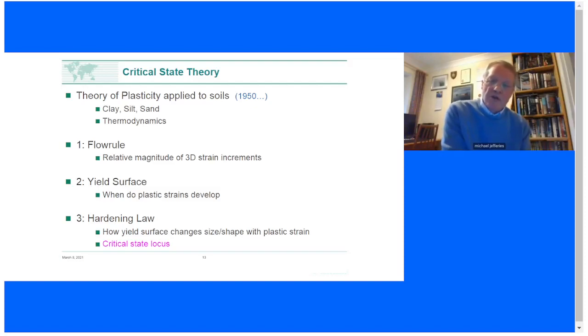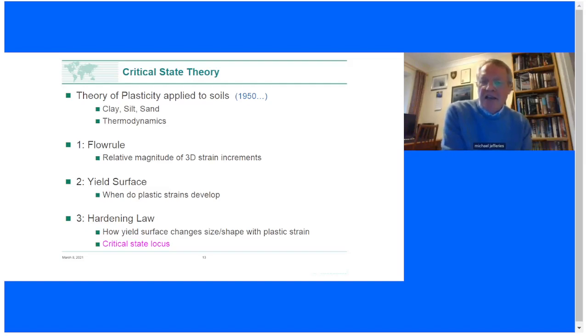Now, when we apply plasticity to soil, or for that matter to copper or aluminum, there are always three elements to plasticity theory. Element number one is a flow rule, which tells us the relative magnitude of the strain increments: how much strain is going north-south, how much east-west, how much is going vertically. The yield surface is a condition that tells us when plastic strains develop. And the hardening law is really the controlling thing, because it tells you how the yield surface changes size or shape with plastic strain.